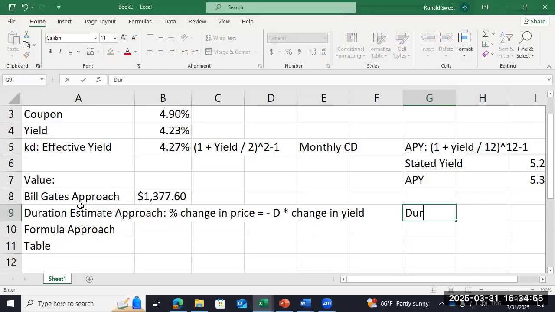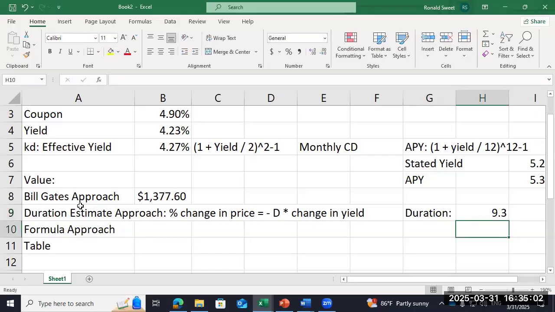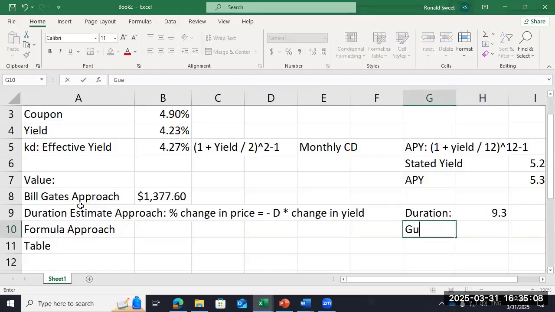I'm going to make a guess. I don't know what it is, but I'm going to say 9.3 years. It's going to be less than 10. Why? Because it's paying coupons every 6 months. That's going to shorten it. All right, so let's try this guess and just see.